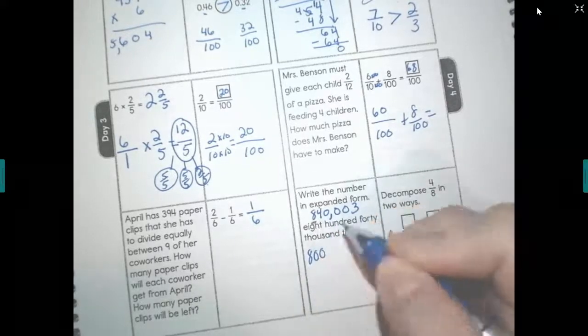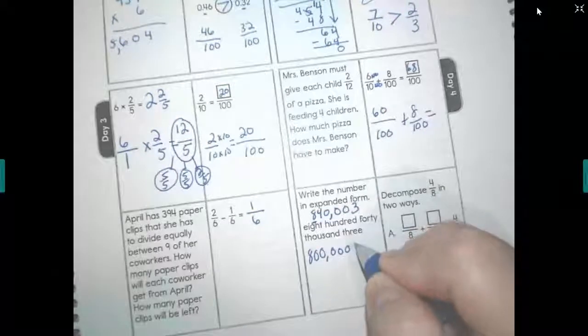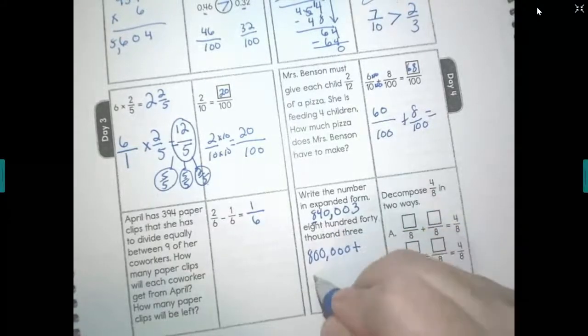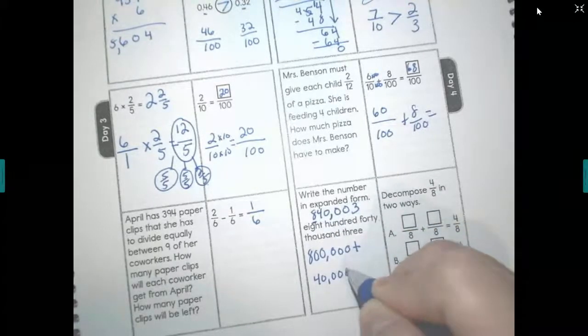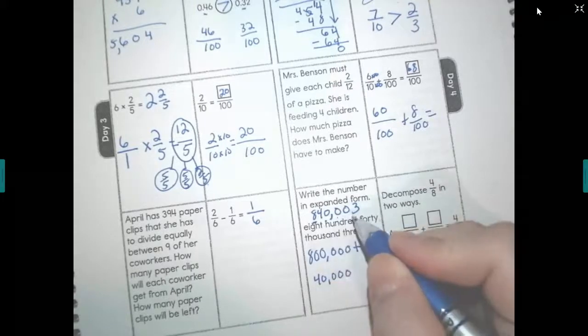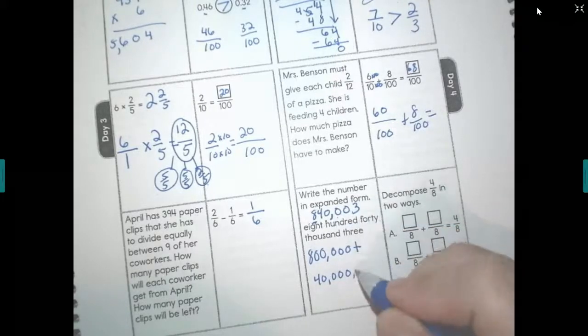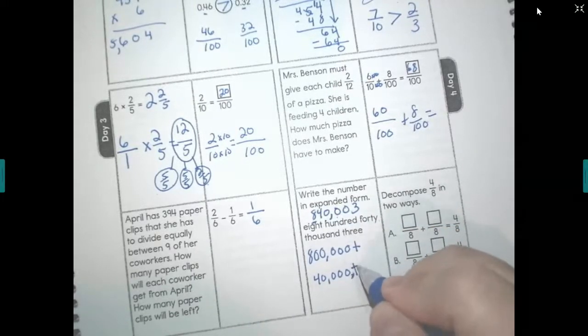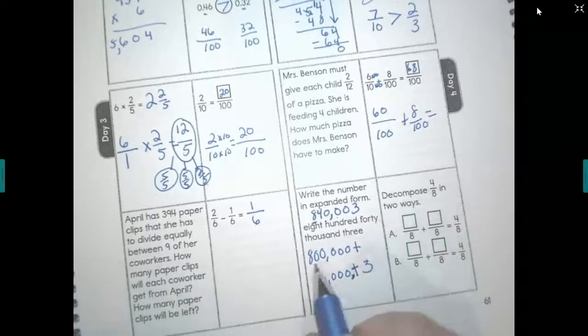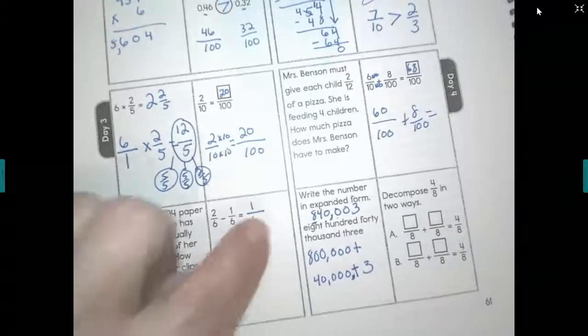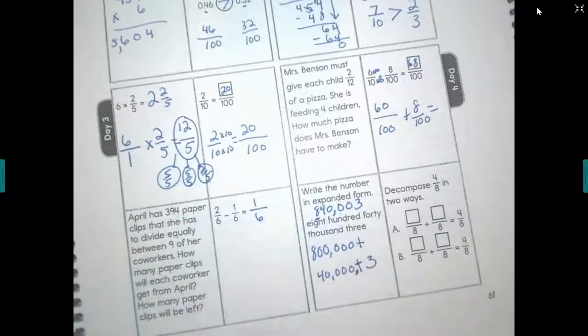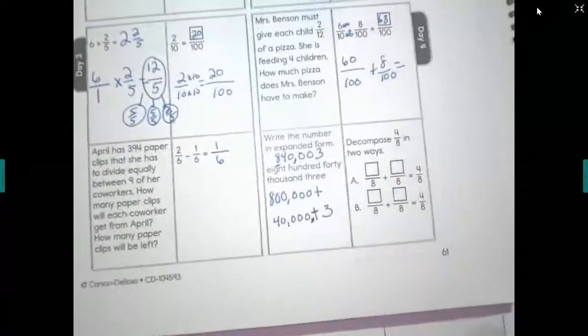All right, so now we're going to write this in expanded form. So you're just writing the value of each number. So 800,000 plus 40,000. We don't have any thousands, hundreds, or tens. So then you just go straight to, sorry, I didn't mean to put a comma there, the number 3. So 800,000 plus 40,000 plus 3.